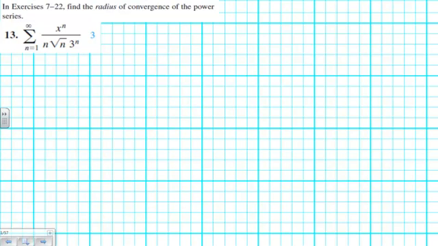All right, so here we go. Here's number 13 from section 9.4. And what is the radius of convergence for this problem? So let's apply the ratio test.